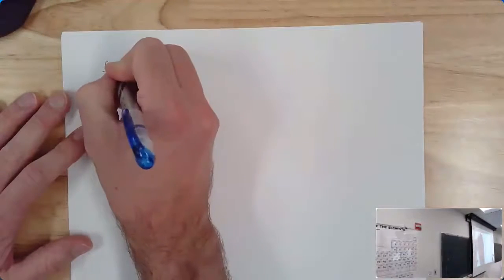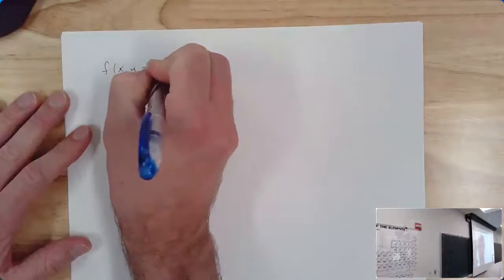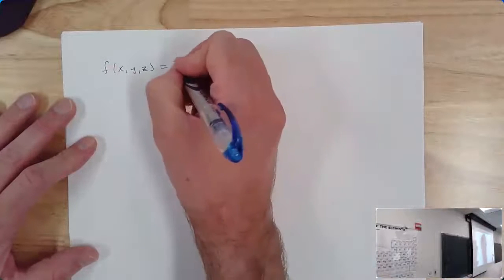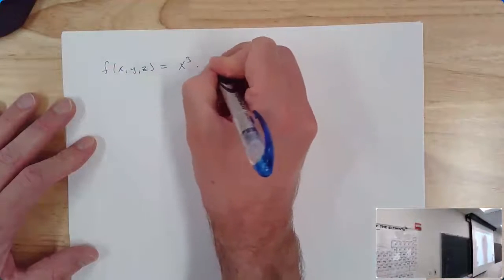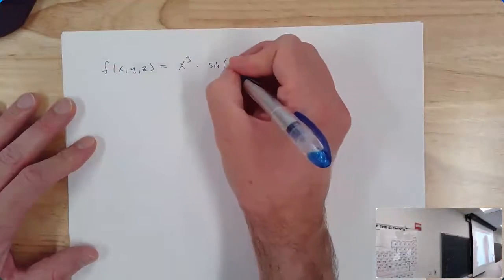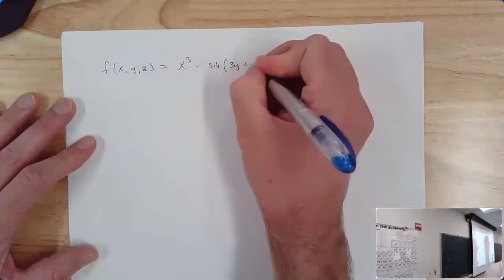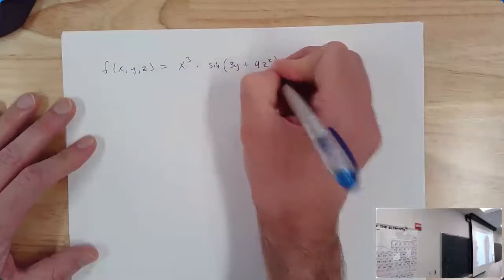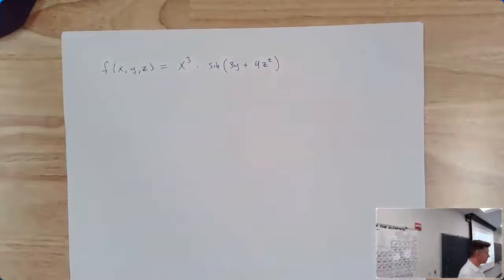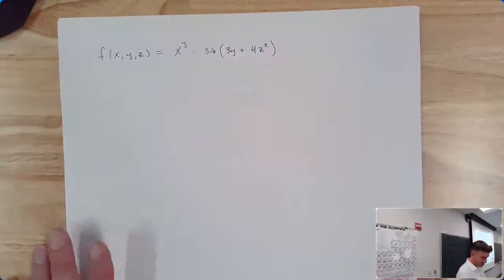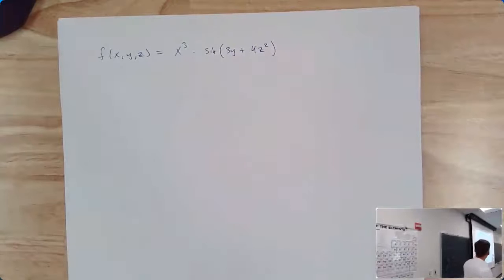So we could have something like f of x, y, z equal to, I don't know, x cubed times sine of 3y plus 4z squared, for example. And we can find all the partials.